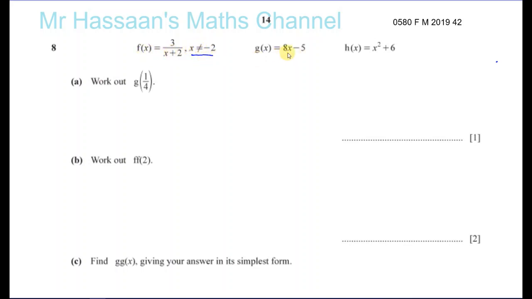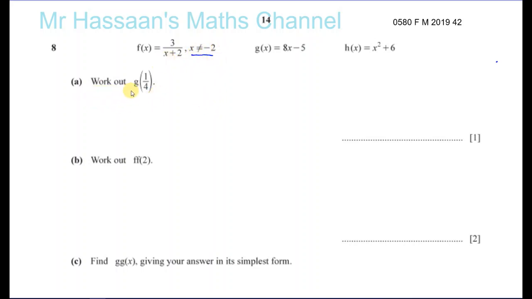The rest of them, there's no values of x which will cause them to be undefined. It can take any value of x at all. So therefore there's no condition attached to it. But that really doesn't affect how you do any of the questions, so you can ignore that for now.